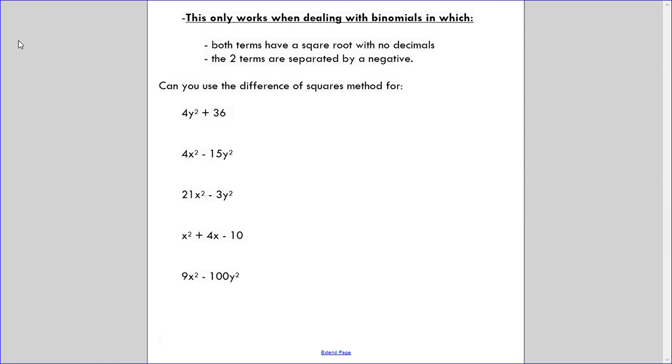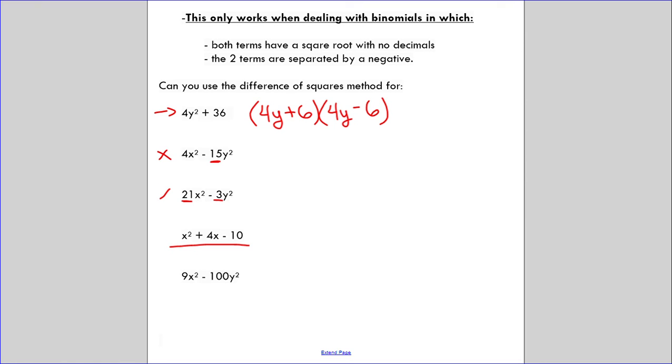All right, so if you take a look, which ones, again, we're looking for perfect squares. So looks like 4 has a perfect square, and 36 has a perfect square. So it looks like this one can be done. 4y and 6, with a minus sign and a plus sign. In my next one, 15 is not a perfect square, so that one's out. 21 or 3, they're not perfect squares, so that one's out. This one has 3 terms in it, so I can't do this one either. So remember, it has to just be 2 terms.